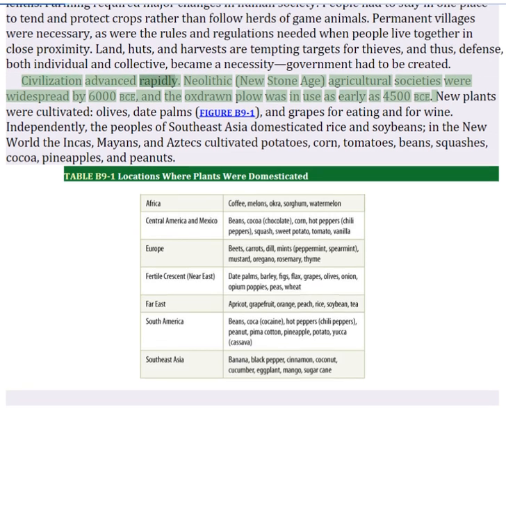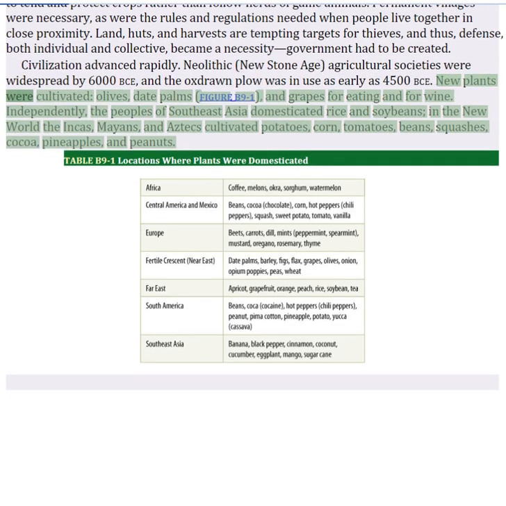Civilization advanced rapidly. Neolithic agricultural societies were widespread by 6000 BCE, and the ox-drawn plow was in use as early as 4500 BCE. New plants were cultivated: olives, date palms, and grapes for eating and for wine. Independently, the peoples of Southeast Asia domesticated rice and soybeans. In the New World, the Incas, Mayans, and Aztecs cultivated potatoes, corn, tomatoes, beans, squashes, cocoa, pineapples, and peanuts.